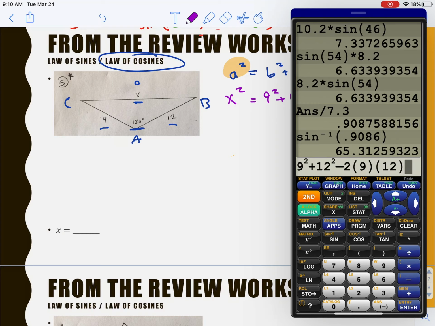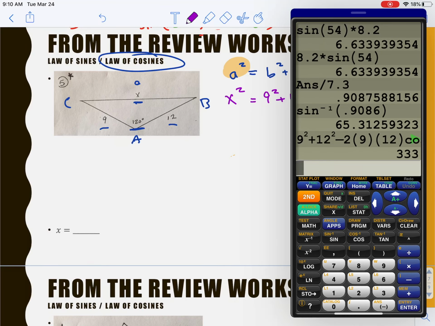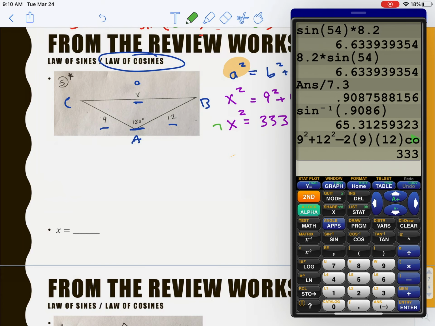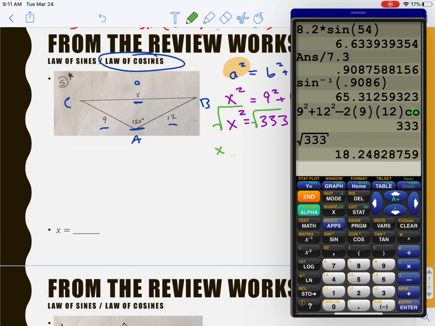Do your 9 squared, do your 12 squared, and then you should be able to do 2 times 9 times 12 times the cosine of 120 all at once. All right, so I get that x squared after all of those calculations is equal to 333. I want just plain x, not x squared, so I'll take the square root of both sides. So x is equal to 18.2.